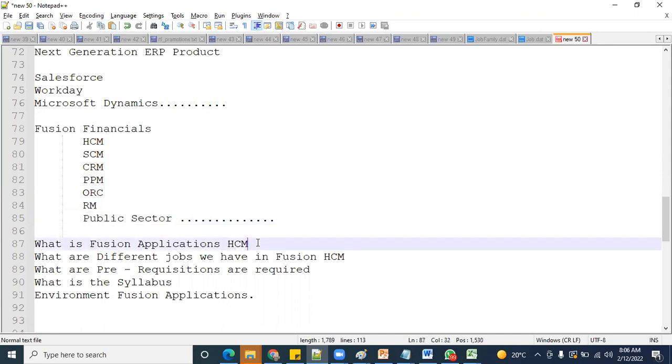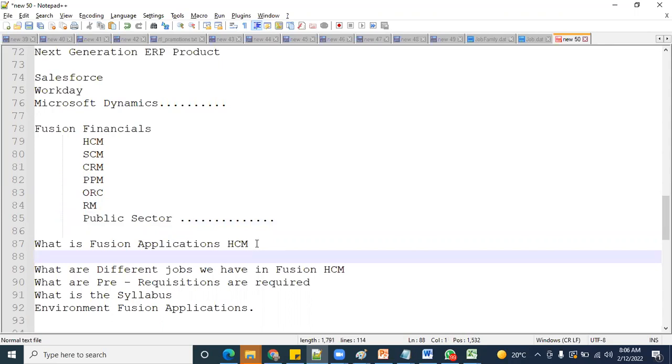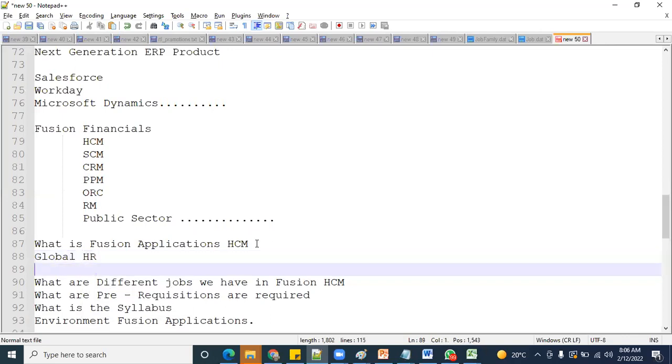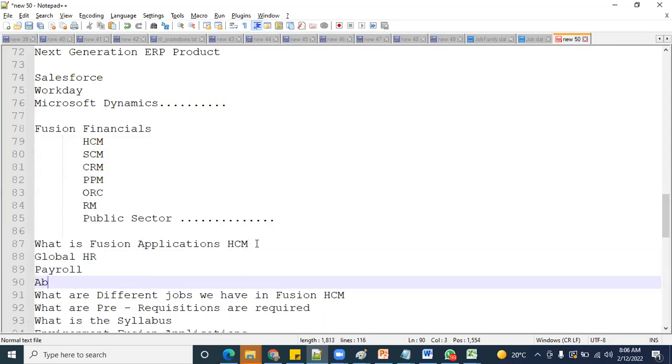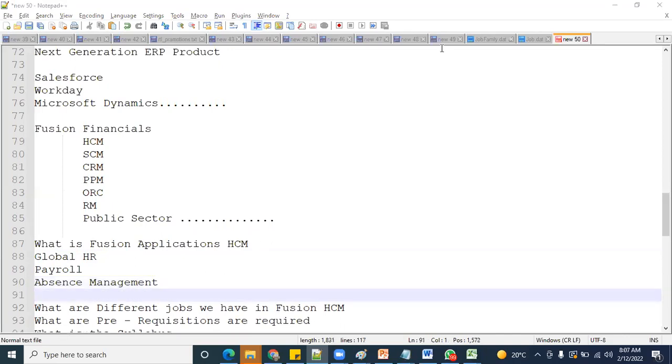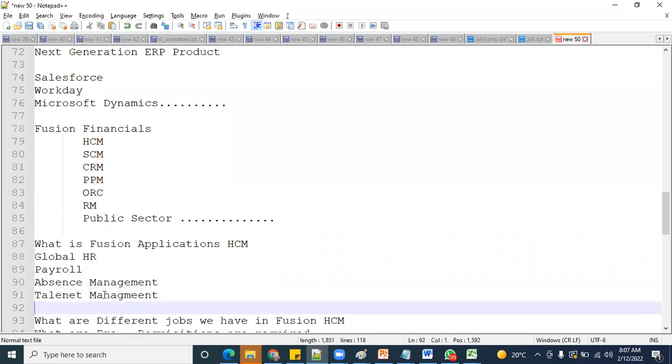Now we are talking about HCM, Human Capital Management. In Human Capital Management, we have different modules. Global HR module is there, used to maintain the employees' data. Payroll is there to maintain employee salaries. Absence management is there to maintain the employees' leave management. Talent management module is there to maintain employee talent, nothing but goals, performance, profile, talent notifications, succession and talent review, these modules.